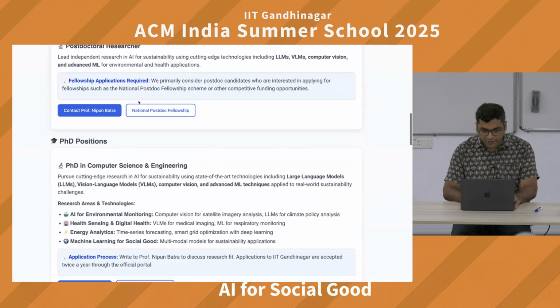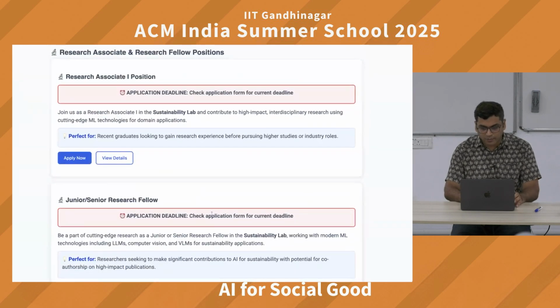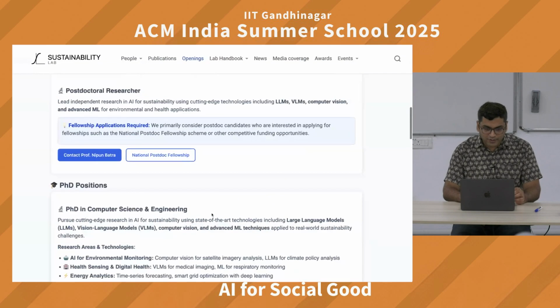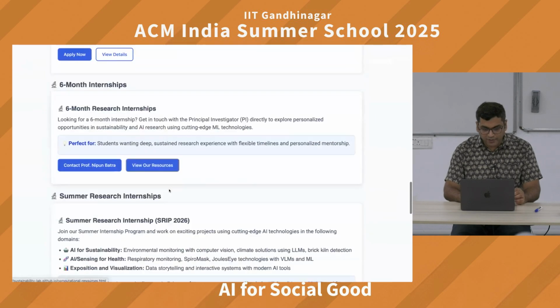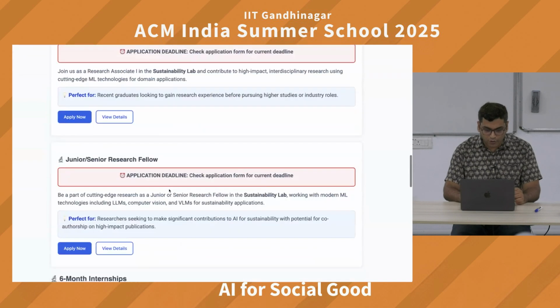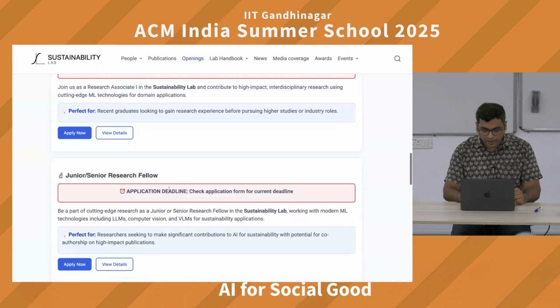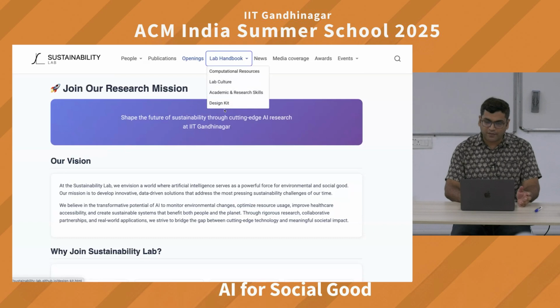We also have these different positions, as I mentioned here. Some of them would be labeled with red, which are the ones which have an active deadline. The ones which are year-long are typically not labeled with red. But even if you don't see anything, you can always just write to me and we can take the conversation forward. And you can also go through the lab handbook to understand the complementary resources that we have, the skill sets that we have. In fact, we have even put up the design kit, etc.